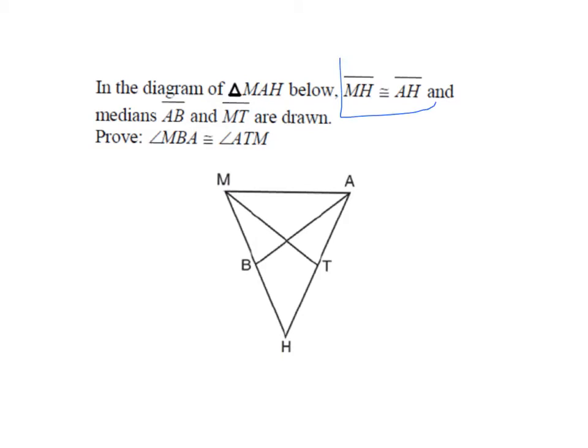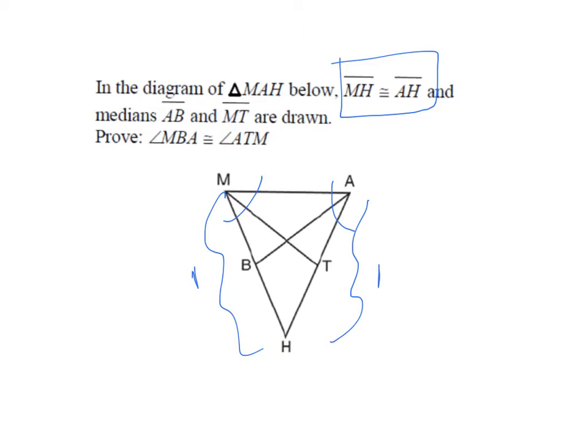Let's take a look at these first givens. MH is congruent to AH. We're going to put little tick marks there, which automatically makes swooshes on these base angles. Because remember, if two sides of a triangle are congruent, then the opposite angles are congruent.